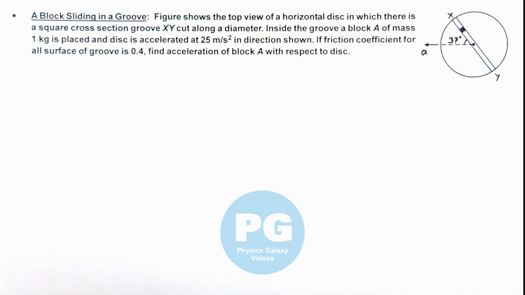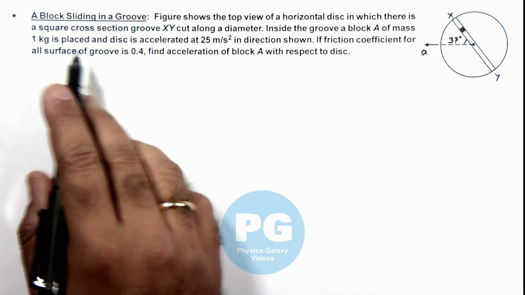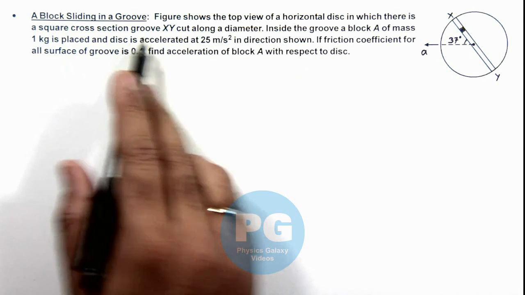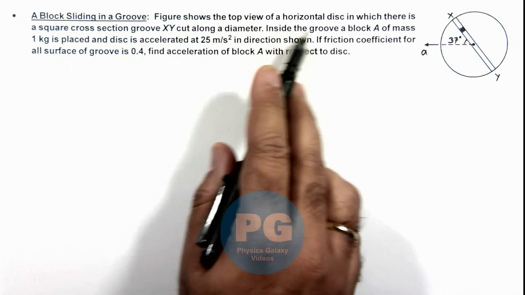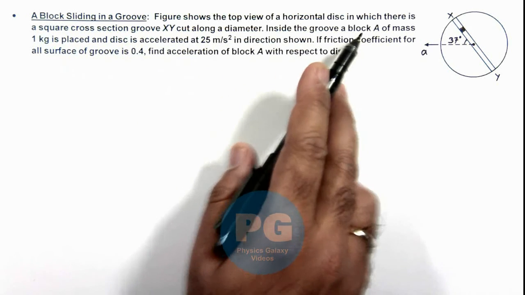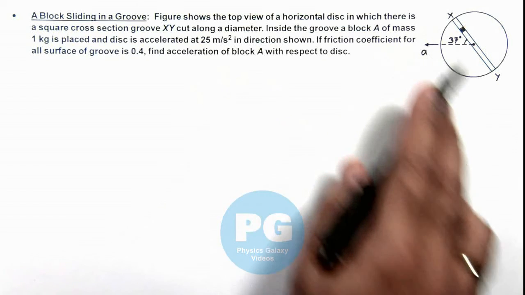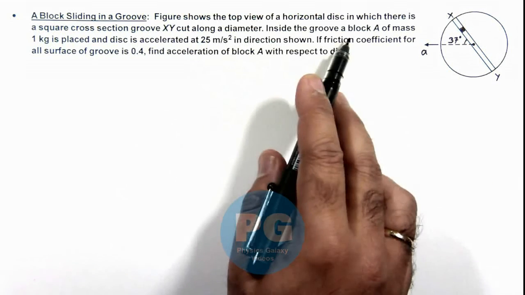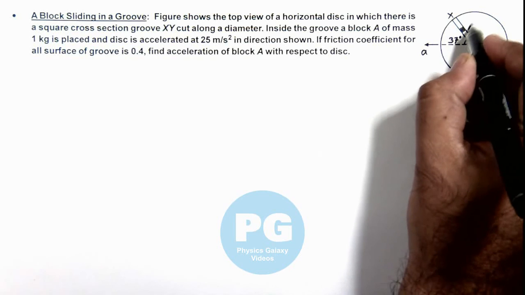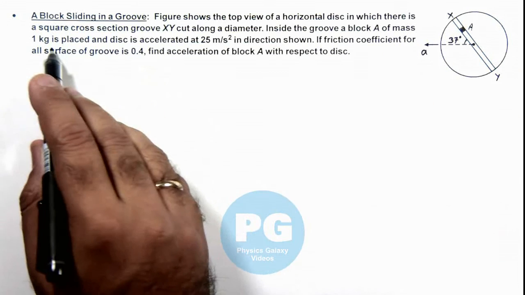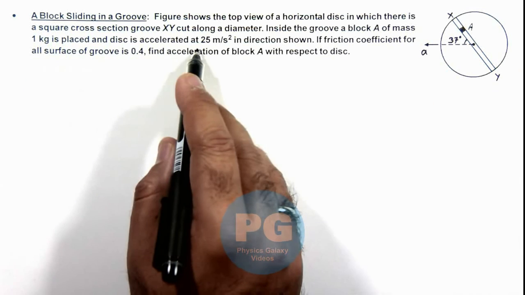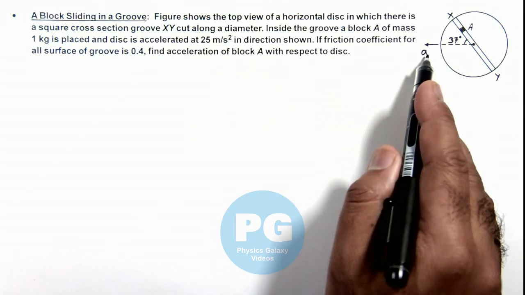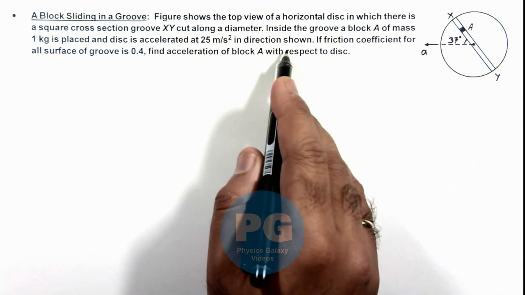In this illustration, we'll discuss a block sliding in a groove. Here the figure shows the top view of a horizontal disc in which there is a square cross-section groove XY cut along a diameter, and inside the groove a block A of mass 1 kilogram is placed, and the disc is accelerated at 25 meter per second square in the direction shown.